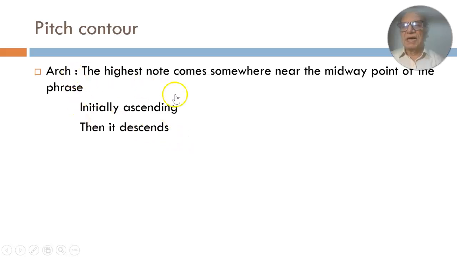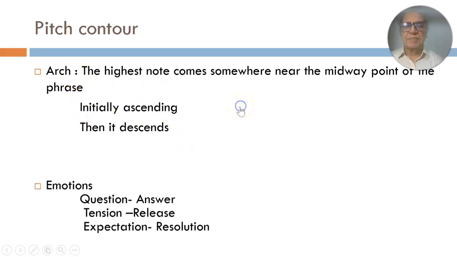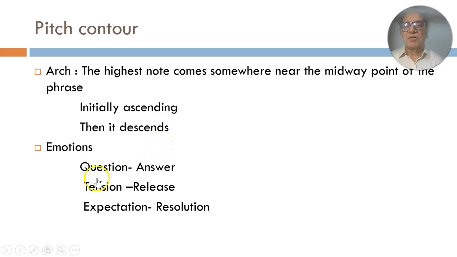Now, this arc kind of pattern creates a short story, that of a question answer. As the pitch is increasing, it is like asking a question. You must have noticed that even when we are conversing, when we ask a question, our pitch tends to go up. Where are you going? That's how we say it. And the answer comes downward. She says, I'm going home.